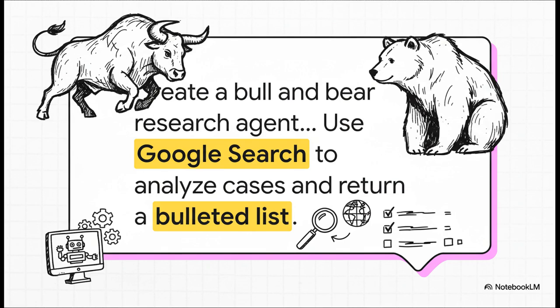Let's look at a real-world example. Imagine you type this prompt into the assistant. You're being really clear: you want a financial research agent. You tell it what to do, analyze bull and bear cases, what tool to use, Google Search, and how you want the output formatted.